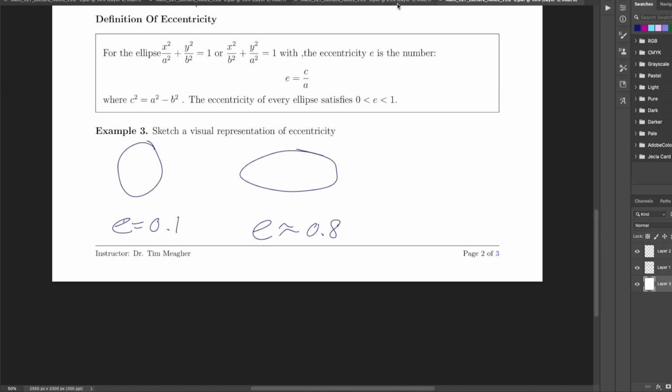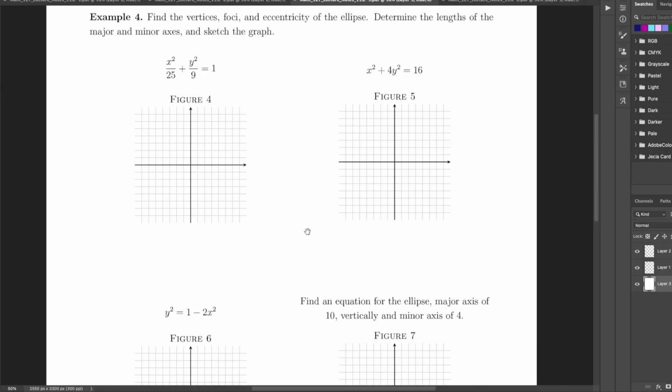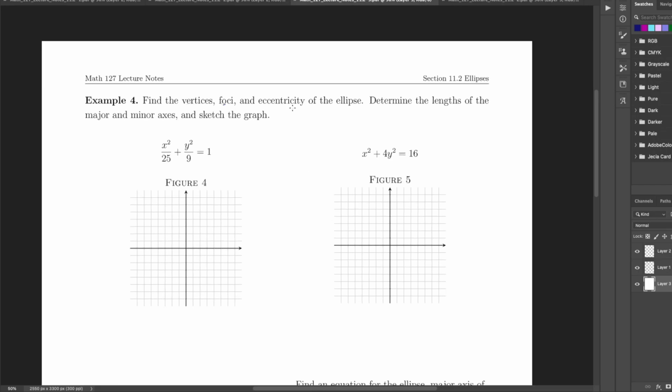Alright, so let's get to the problems. For each one of these, we're going to want to find the vertices, the foci, the eccentricity, and then determine the lengths of the major and minor axes, and sketch the graph. So basically, we're going to find everything.